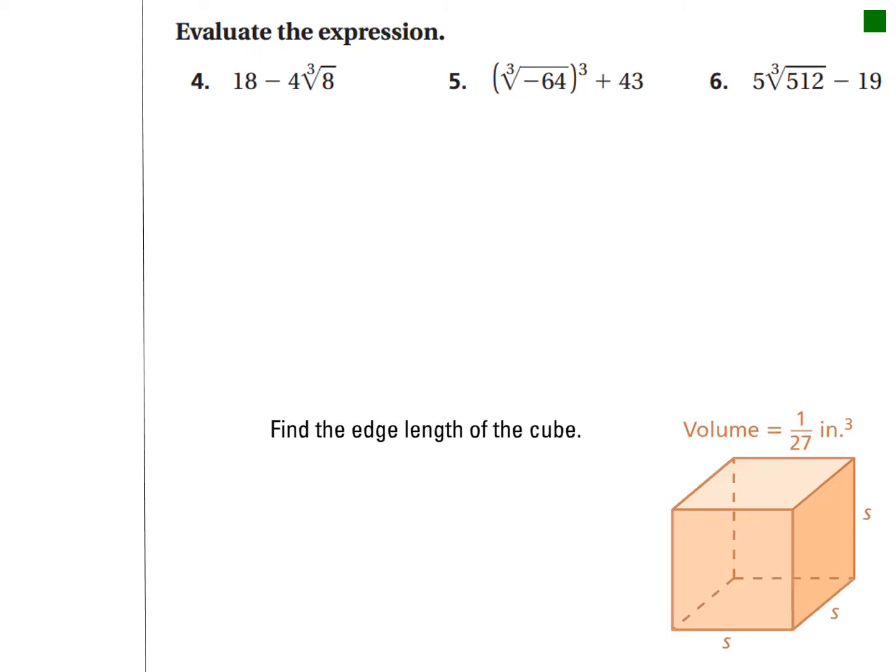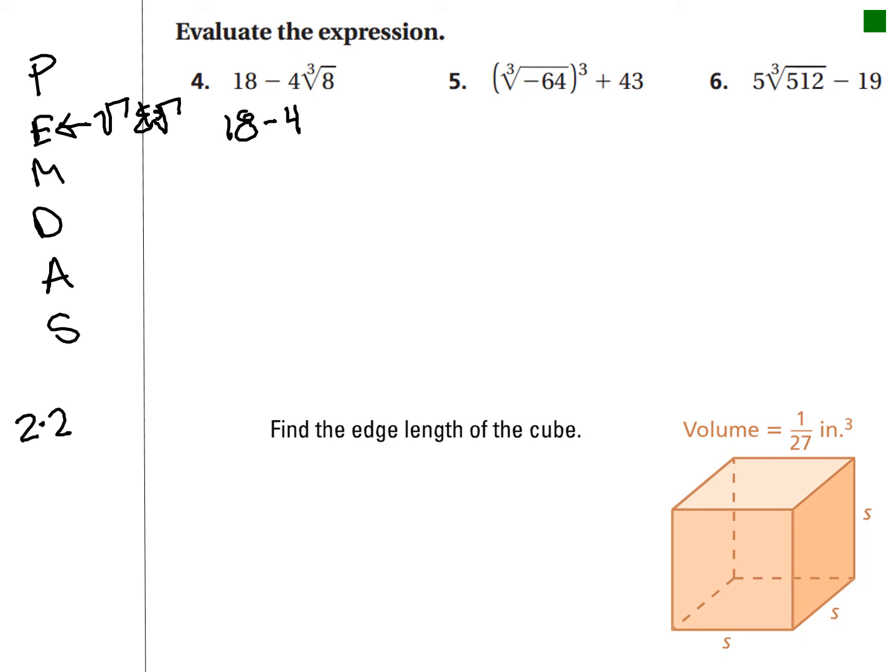Find the expression, evaluate the expression. We're going to go through Please Excuse My Dear Aunt Sally, and these cube roots are going under exponents. So square roots and cube roots go under exponents, and you'll learn more about why next year. We'll do 18 minus 4 times the cube root of 8. My cheat from last slide, 2 times 2 is 4. 4 times 2 is 8. So this is going to say 4 times 2. 4 times 2 is 8. 18 minus 8 is 10.